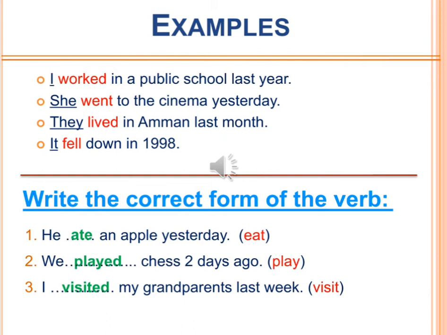Examples: I worked in a public school last year. She went to the cinema yesterday. They lived in Amman last month. It fell down in 1998. Write the correct form of the verb. He ate an apple yesterday. We played chess 2 days ago. I visited my grandparents last week.